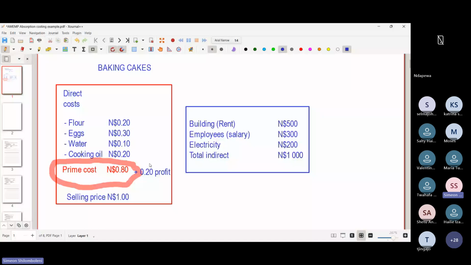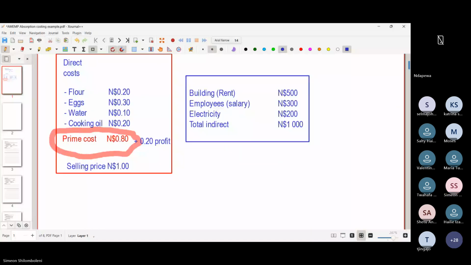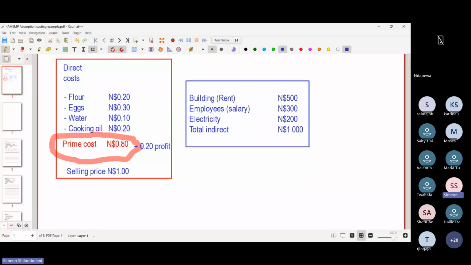Now, this is where absorption costing comes in. Absorption costing is now saying, for every cake that you are going to produce, you must add a little bit of money to cover rent, to cover salary, to cover electricity. A little bit. So that if you decide that you are going to produce, say, 2,000 cakes in a month, those 2,000 cakes will be able to cover your factory overheads.